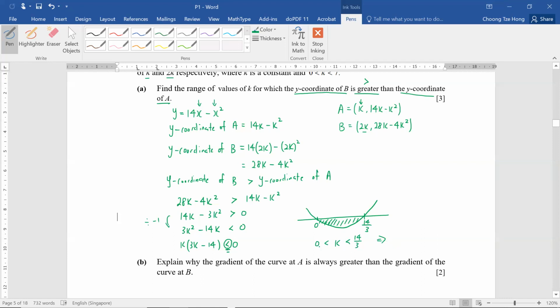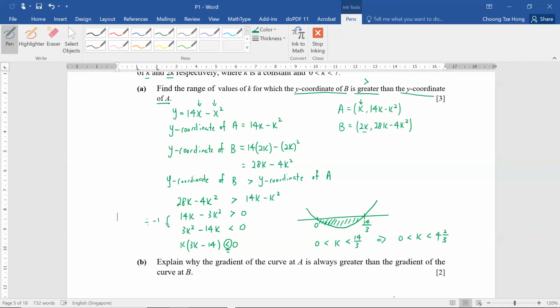If you would like to put 14 over 3 as a mixed number, then you will get 4 and 2/3. So this means that for any value of k between 0 and 4 and 2/3, remember k is the x coordinate of A, the y coordinate of B will be bigger than the y coordinate of A.